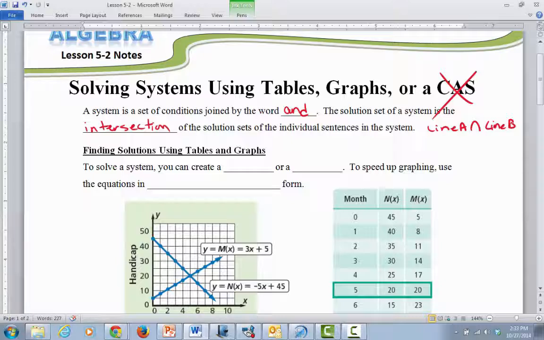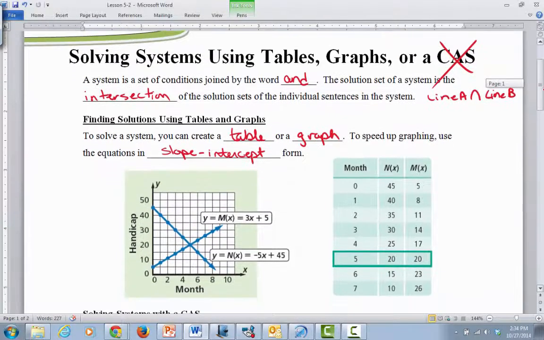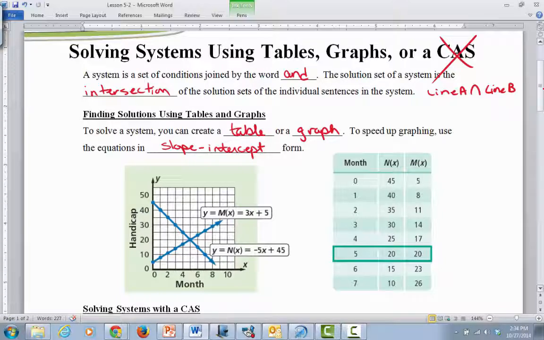So to solve a system, you can create a table or a graph. To speed up graphing, use equations in slope-intercept form, because then it's a lot easier to graph. Okay? So, if you look at this chart right here, you could see where these two lines cross right here in the middle. That's their intersection point.